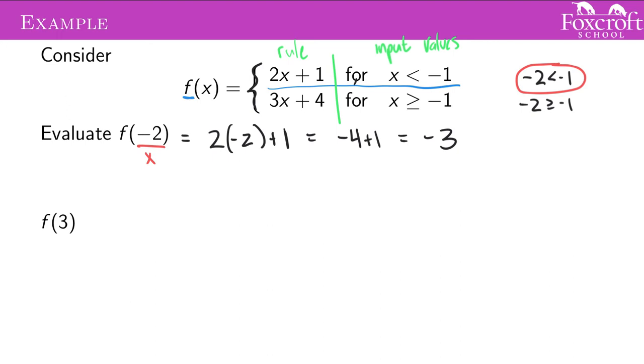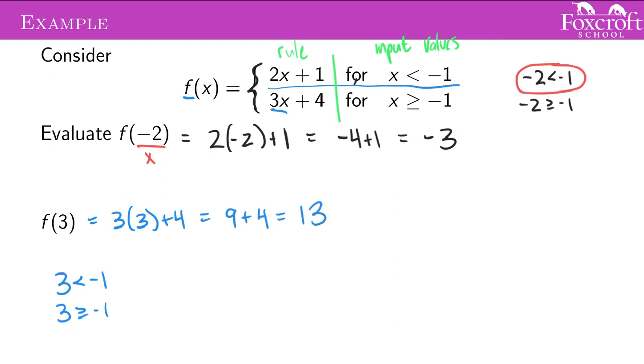What about f of 3? Well, again, I have to look at my input first. Is 3 less than -1, or is 3 bigger than or equal to -1? Well, of course, 3 is bigger than -1, so now I'm going to use the bottom rule, and that's going to give me 3 times 3 plus 4, again replacing that x with my input 3, and I get 13. So you can see the process of evaluating a piecewise function. Determine which rule you're using first, and then plug in your value.